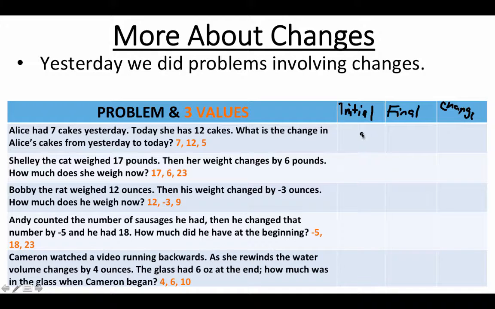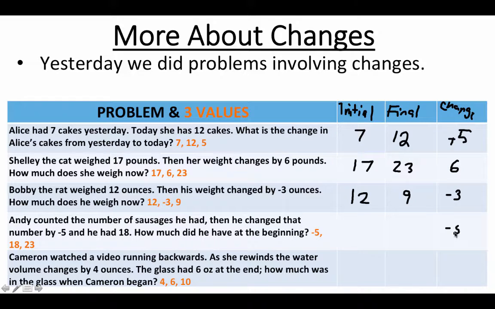For example, Alice had 7 cakes before. Today she has 12 cakes. What's the change? Plus 5 cakes. Shelley's cat weighed 17 pounds. Then her weight changed by 6 pounds. Now she is 23. The rat weighed 12 ounces. Then his weight changed by -3. So now he's 9.